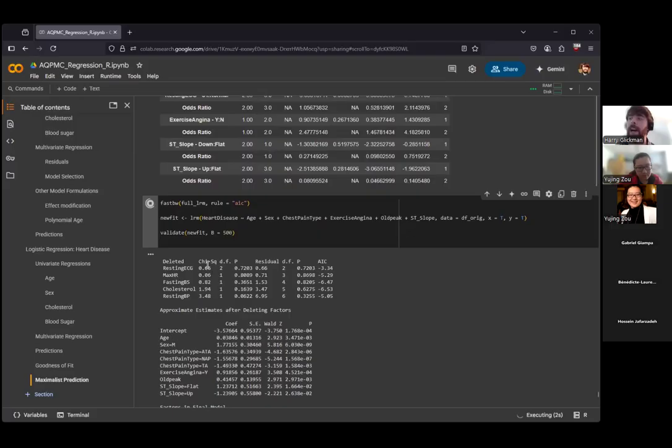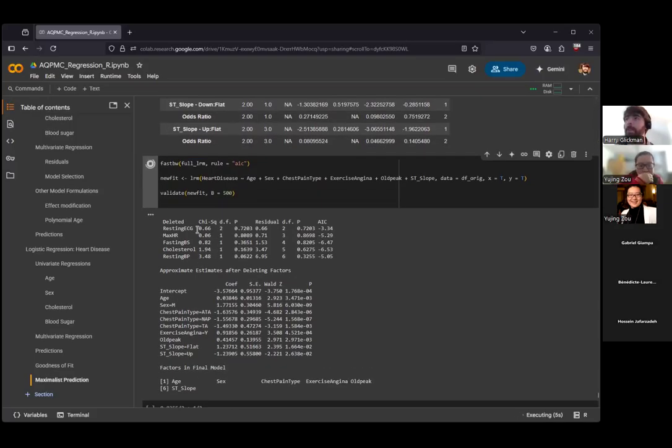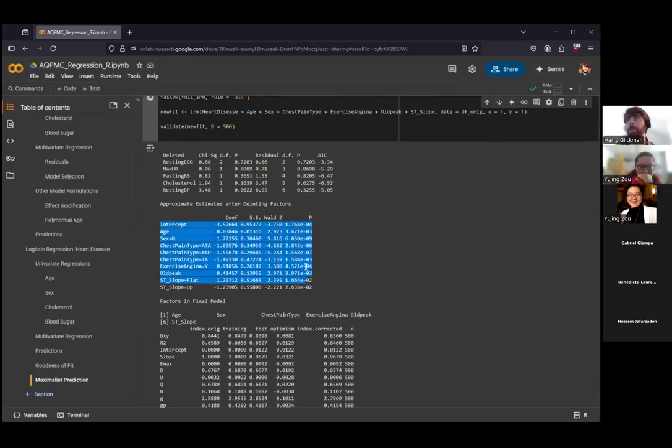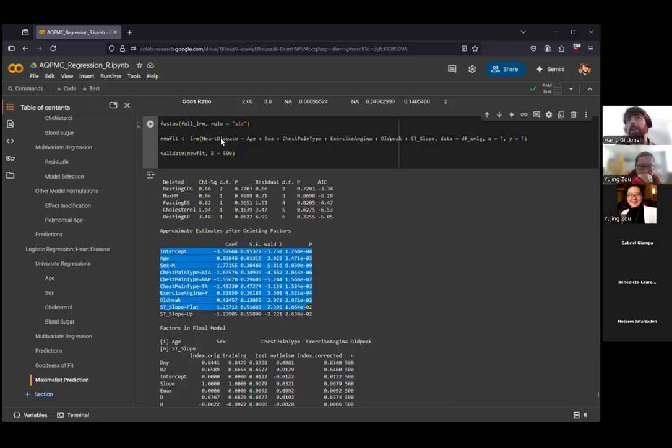So this now had a more interesting result. I didn't put the full trace here, but it deleted resting EKG, max heart rate, blood sugar, cholesterol, and blood pressure. It says we don't need these variables. Let's just keep these ones. And then we're going to create a new model using only these variables that it told us to keep, because that gives us the best AIC.